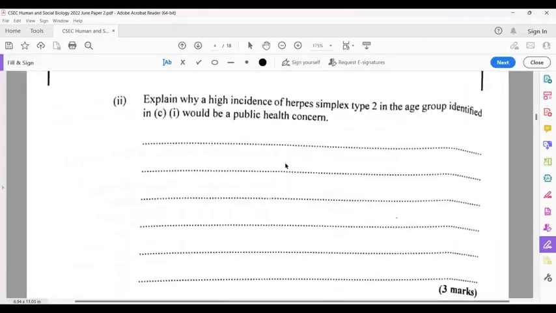Explain why a high incidence of herpes simplex type 2 in the age group identified in C1 would be a public health concern.